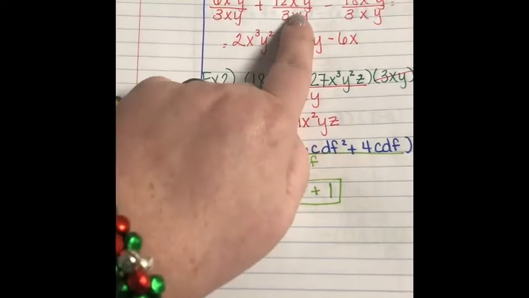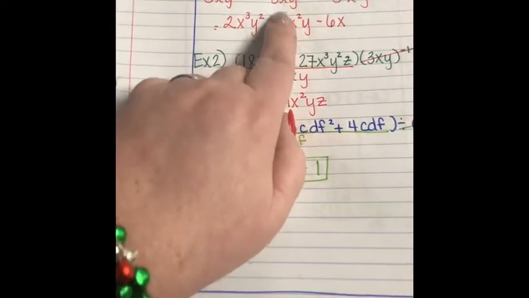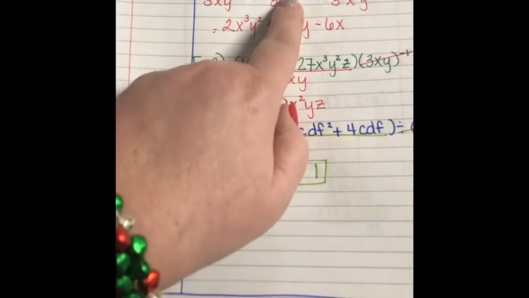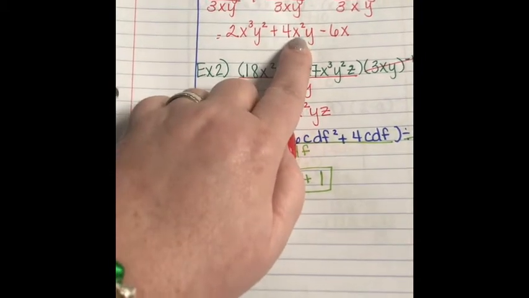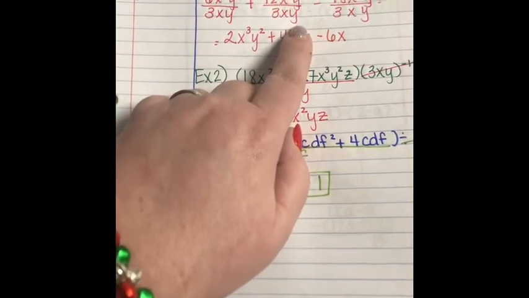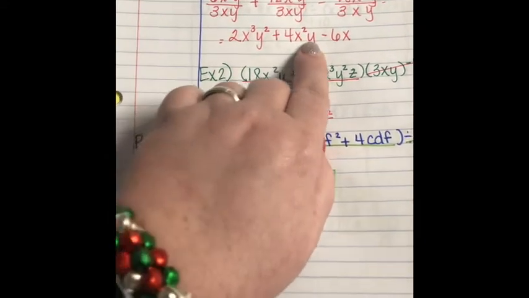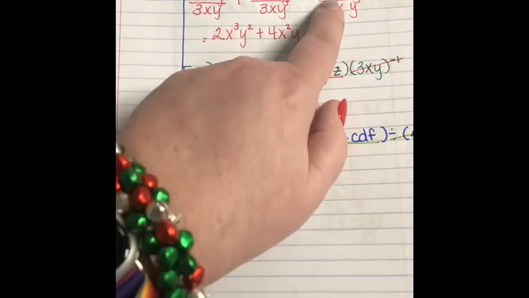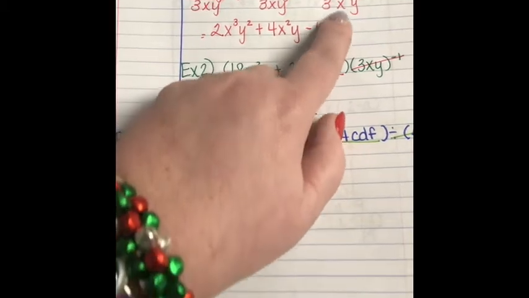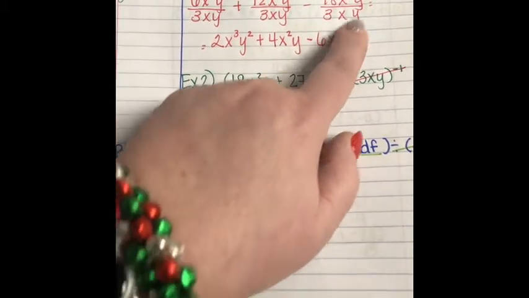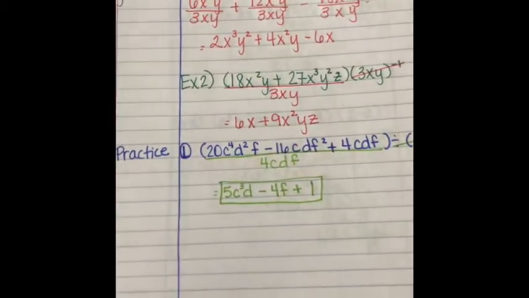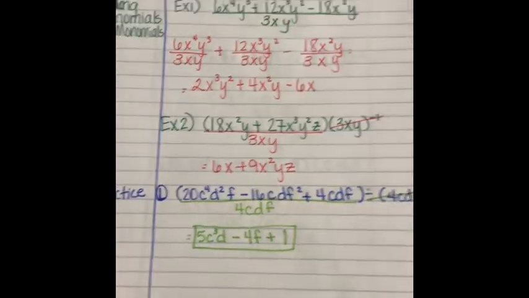And I followed that same suit each time. So 12 divided by 3 was 4. X cubed divided by x was x squared. And y squared divided by y was a single y. And then the last thing we have here is, when we're subtracting, 18 divided by 3 was 6. X squared divided by x was x. And the two y's divided out, what we call canceling.